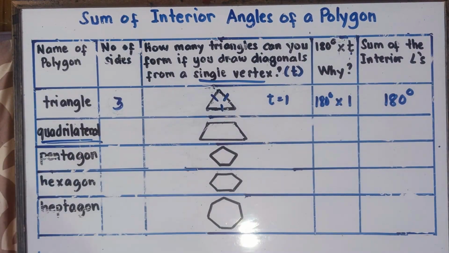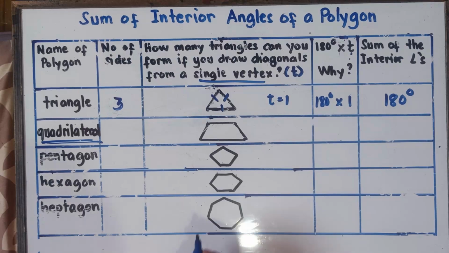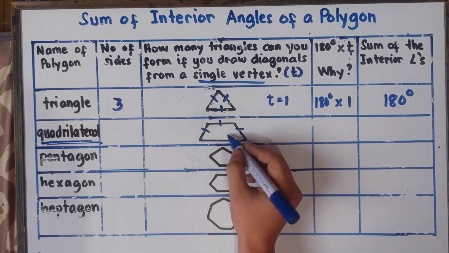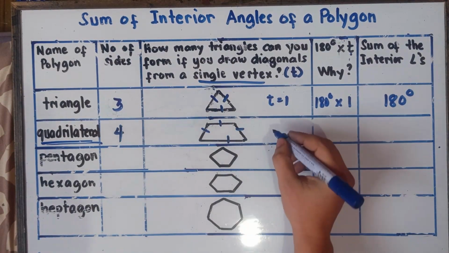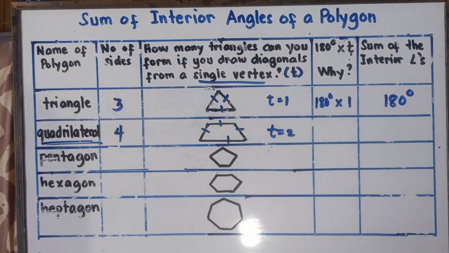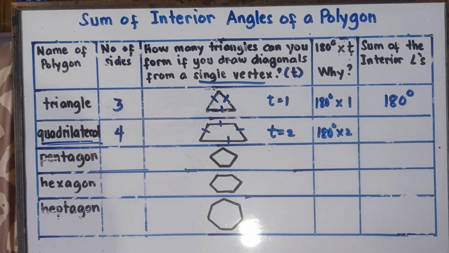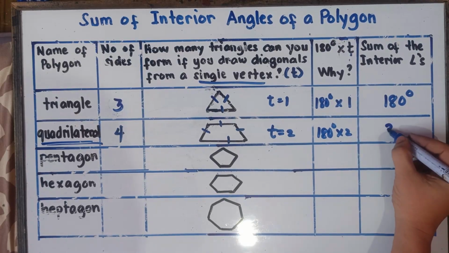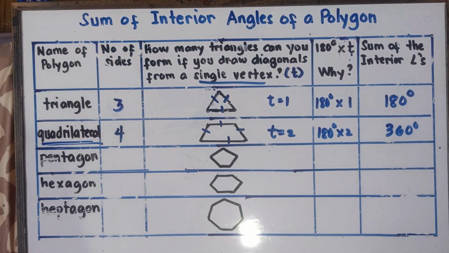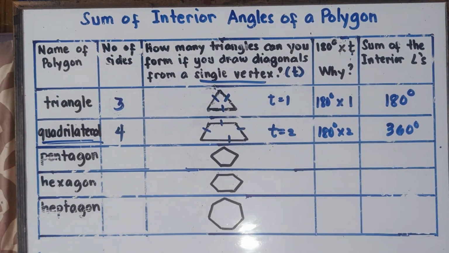Alright, by the way, the number of sides of any quadrilateral would be 4 sides. 1, 2, 3, 4. 4 sides. And T is equal to 2, the number of triangles. So 180 degrees times 2. So 180 times 2 would be 360 degrees. Therefore, for any quadrilateral, the sum of interior angles would be 360 degrees.